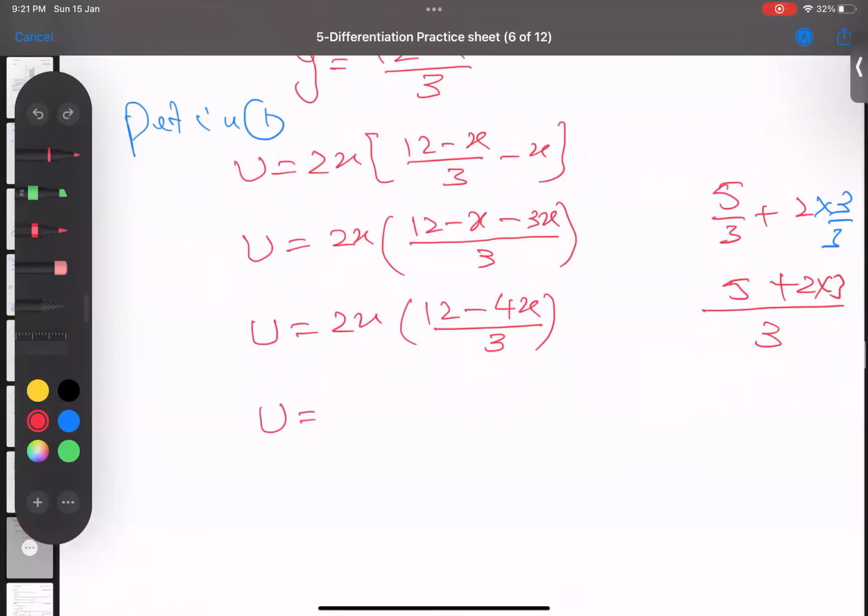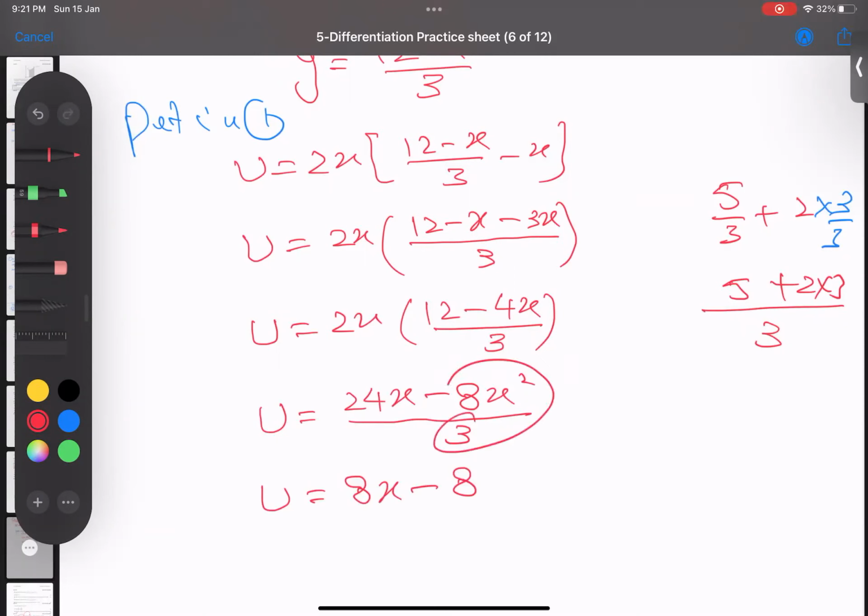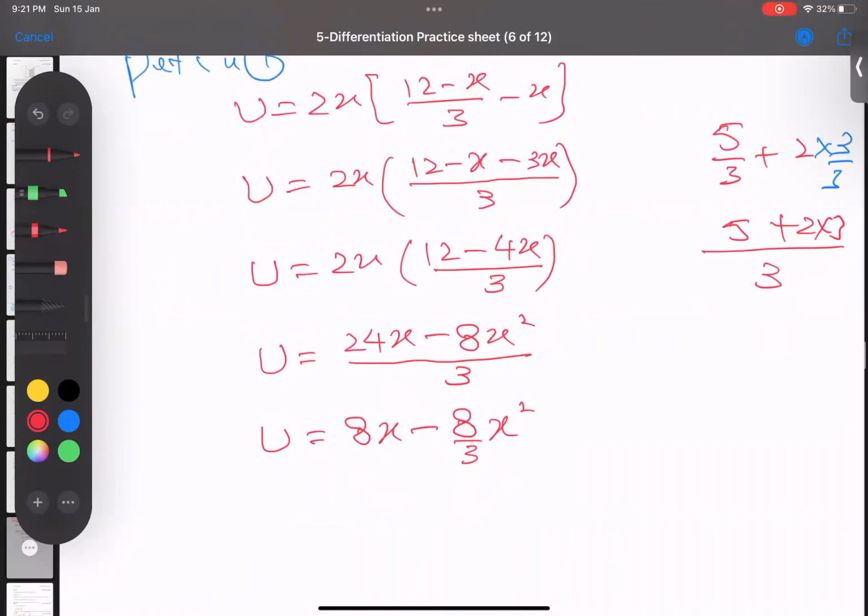So let's talk about the next step. I can do it this way: multiply with both values. First, 12 times 2 is 24x. And 2 into 4 becomes 8x squared, divided by 3. Then I split it according to algebra: 3 divides separately, so I get 8x, and this part separately, I get 8 by 3 x squared. I have done it very well: u in terms of x.